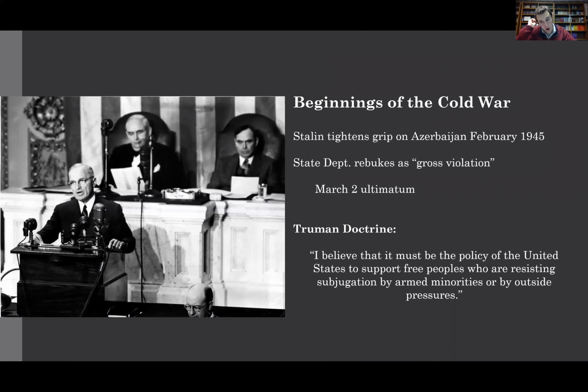And on March 12th, President Truman made a speech before Congress where he made this statement here. I believe that it must be the policy of the United States to support free peoples who are resisting subjugation by armed minorities or by outside pressures.